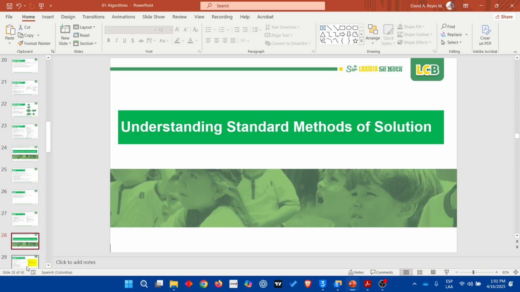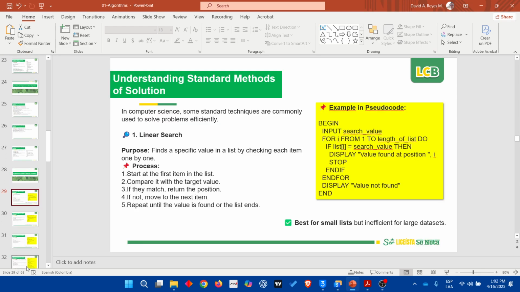Now, understanding methods of solution. What I'm going to start explaining depends on the purpose of the algorithm that you want to build. I'm going to start showing you this one first. If you received a request to build software in which you need to find a specific number in a list, this is the best method that you can use. This is a linear search.